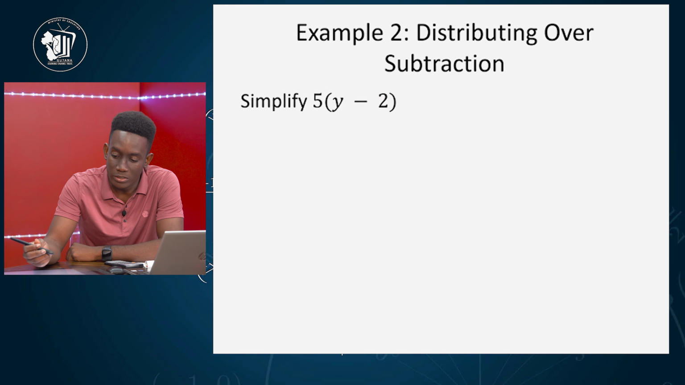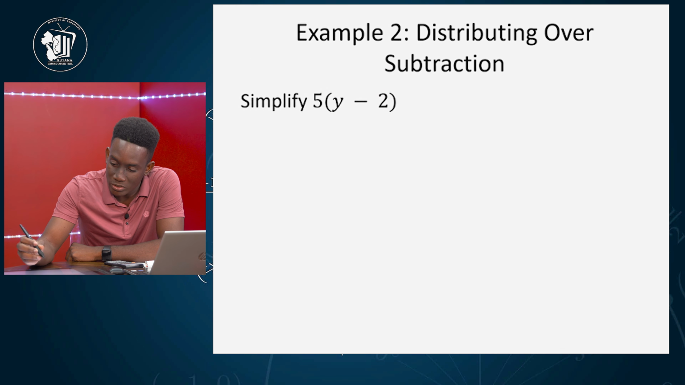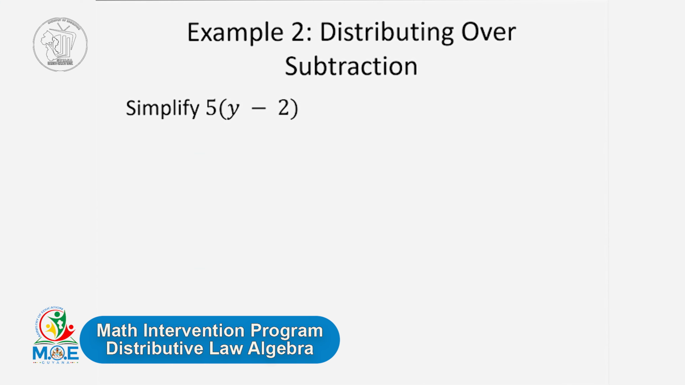Let's carry on to another one. So now we want to simplify 5 open bracket, y minus 2. So this will be 5 multiplied by y, which will give me 5y. And now we'll have 5 multiplied by, you can treat this as a negative 2 to make it easier. So 5 multiplied by negative 2 would give me a negative 10. And that is the answer for that one.